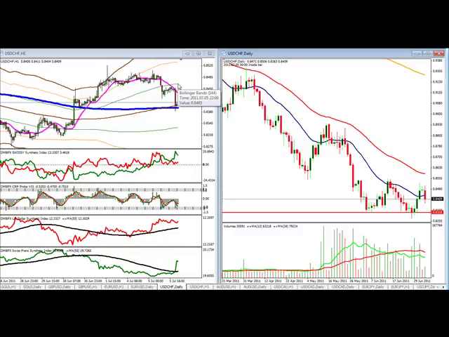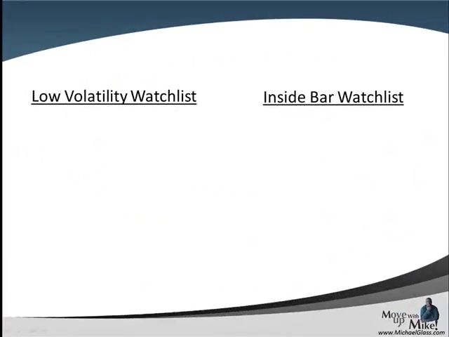But what we're seeing on all three pairs are a move back to the neutral zone, a move back to our long-term moving average, and so we're going to have to let price action tell us where we want to go for tomorrow. So today for our low volatility watch list, we're going to be watching the dollar yen. And for our inside bar watch list, we do not have any current candidates. We do have some important economic events tomorrow, so I want to share those before we go to our education spotlight.